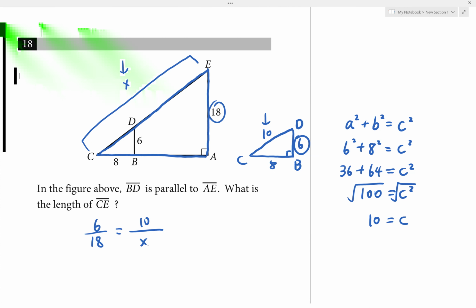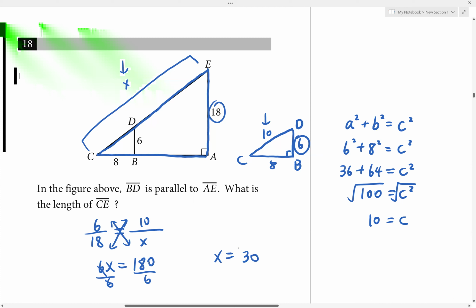To solve for x, we can just cross multiply. We cross diagonally, and the product of each cross should be the same. So 6 times x is 6x, equal to 18 times 10, which is 180. Then to solve for x, we divide by 6 on both sides to get x equal to 180 over 6. What's 180 over 6? That's equal to 30. So x is equal to 30, and that will be our final answer for question 18.